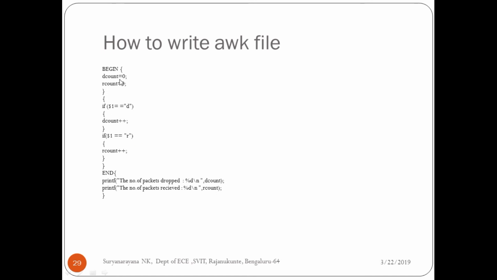In the begin section, we are going to declare the variables dropped count and received count, and in the end section, we are going to print the values. In this section, we are going to check the condition whether the event field is dropped or received. If the first event field is d, that is dropped, then I am going to increase the dropped count. Otherwise, I am going to increase the received count if the packet is received.